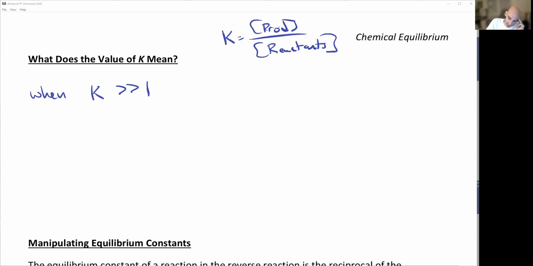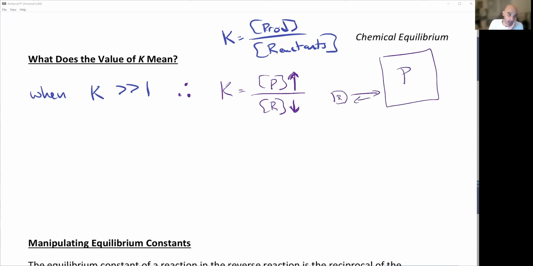So if K is very, very large, what that tells us is that K is equal to a very high concentration of products, and that number is very large, and the concentration of reactants is very, very low. Another way of looking at it pictorially is that my reactants are low and my concentration of products is high. What we would say is that this is going to be product favored.